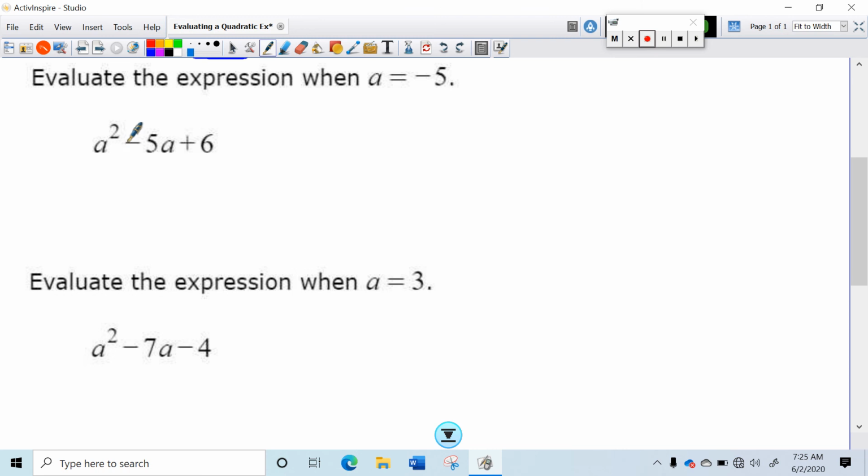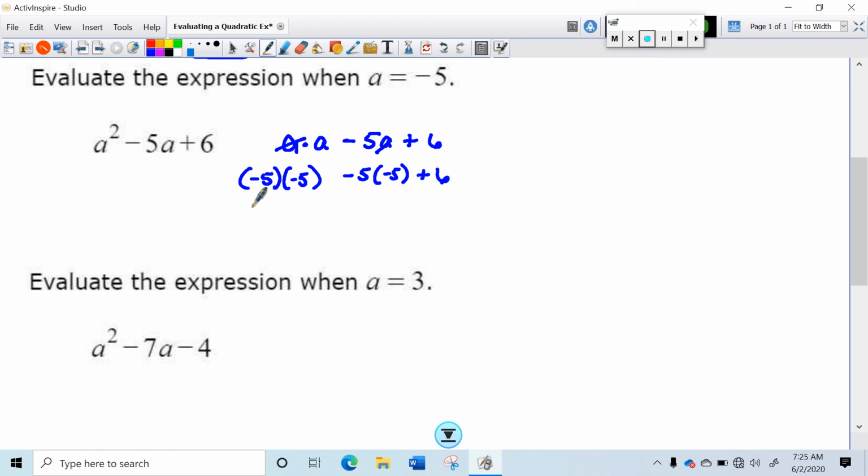So again, if it helps you with the squared terms, you can rewrite it before you substitute. A squared is a times a. Then you can put minus 5a plus 6. Okay, so I'm going to put the a, the negative 5, twice. So negative 5 times negative 5. And then negative 5 times this a is negative 5 plus 6.